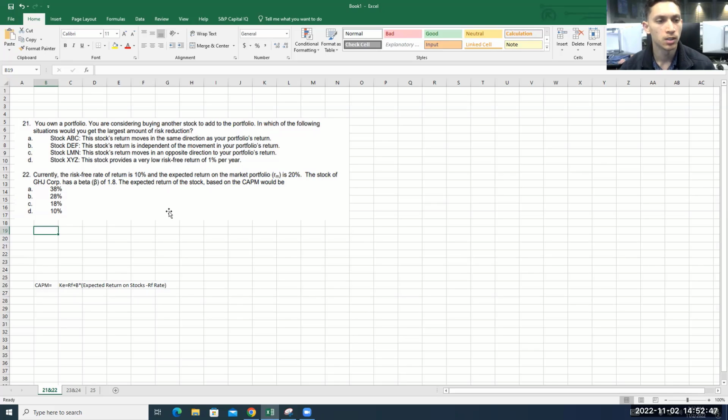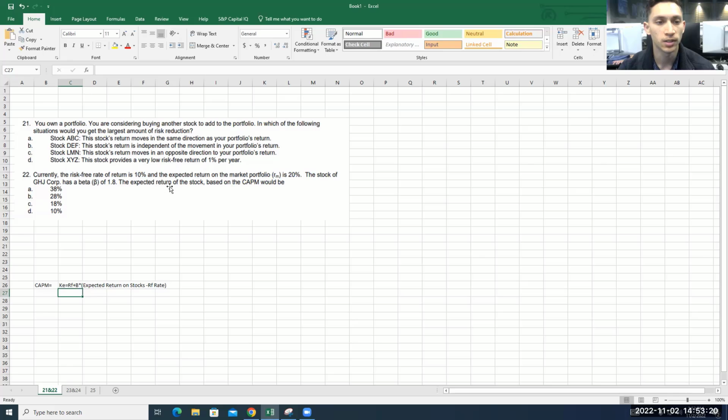Number 22. Currently, the risk-free rate of return is 10%, and the expected return on the market portfolio is 20%. The stock of GHJ Corp has a beta of 1.8. The expected return of the stock based on the CAPM would be. All right. So for this one, I did include the formula already that we're going to be plugging this into, just so we can see it whenever I'm actually plugging it in, you can have something to visually see.